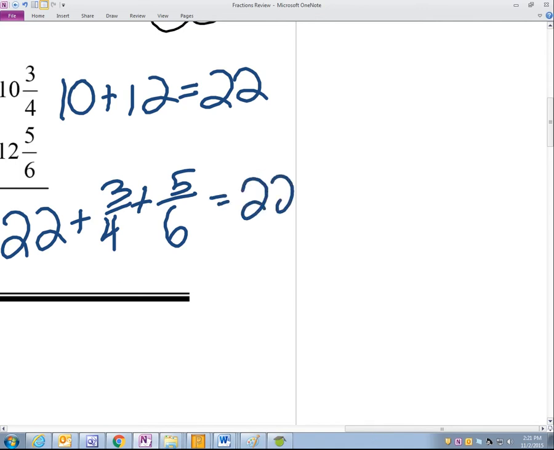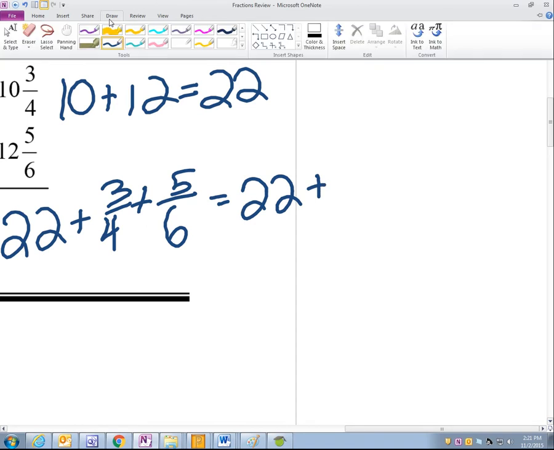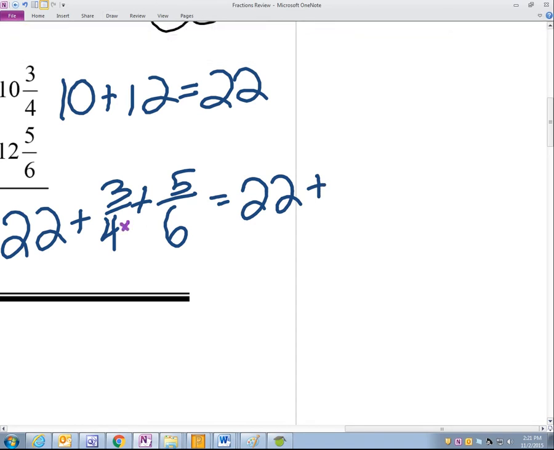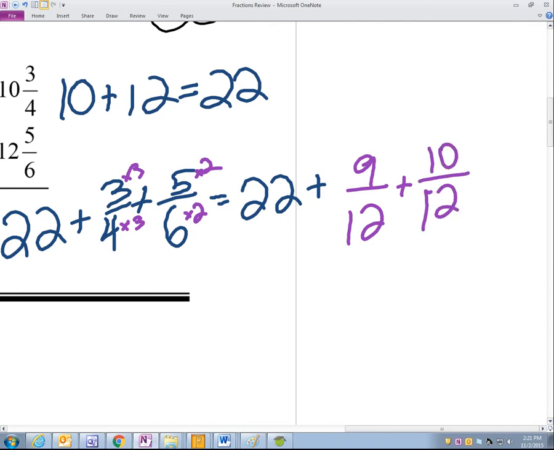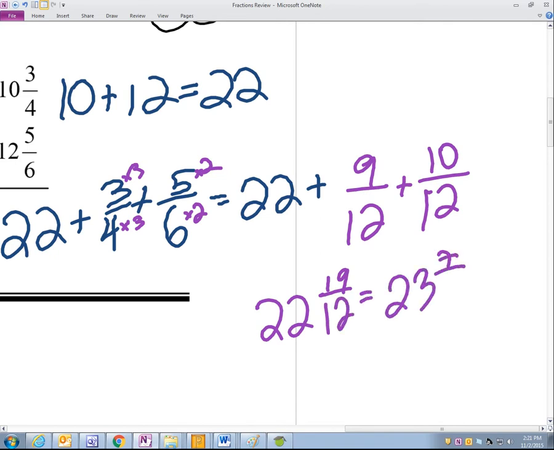So I have 22, that's going to be still tagging along. And in order to get 12, I have to do this times 3. To get 6 to be 12, I had to multiply that by 2. So now I have 9/12 plus 10/12. So now we're going to have 22 and 19/12, which equals 23 and 7/12. That's a bad 7 again. I can't write 7s today. Here we go. 23 and 7/12.